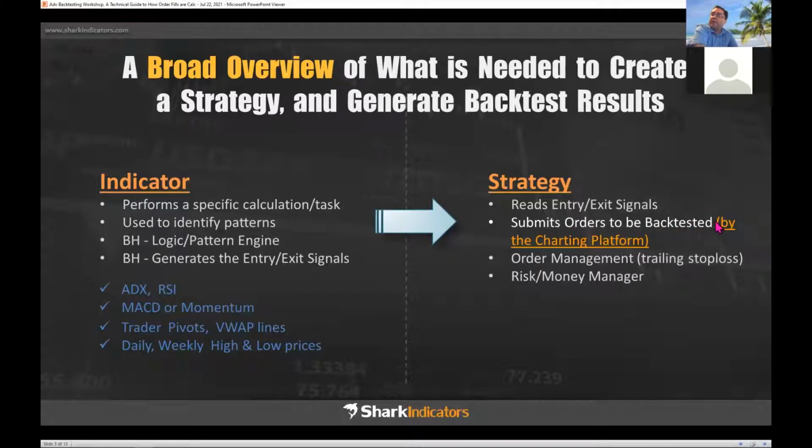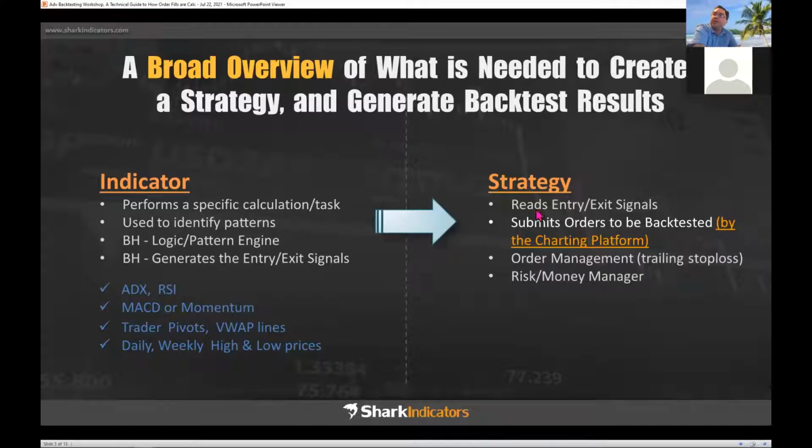And a key point that I want to make, because this is another common misunderstanding, is that it's the charting platform that is calculating the profit and loss of the backtest results. A lot of people think the strategy is calculating those results, and they'll say, hey, this strategy has wrong backtest results. Well, when you create a strategy, you're not creating the code that calculates the profit and loss. That is all built into the charting platform, right?